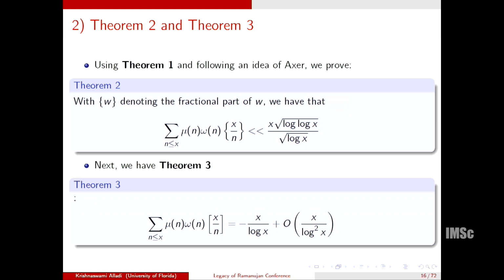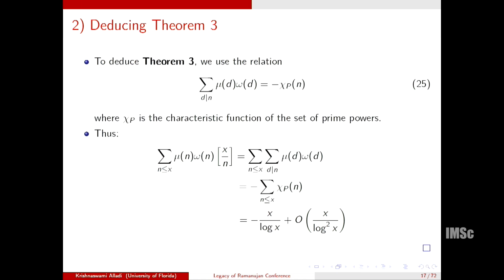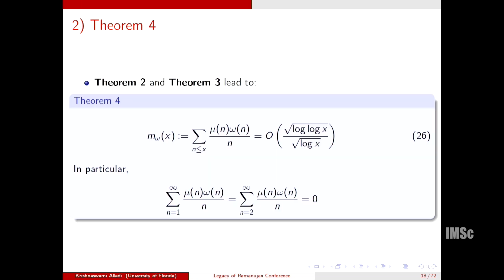Now the next thing you do is a very familiar technique to all the analytic number theorists here. You take the same sum and put a fractional part of x over n as a weight. You go through the method of Axer, and then you end up getting little o of x, but there is a loss in terms of the quality of the upper bound. The final thing is you look at the integral part. Now you use the fact that if you sum mu d omega d, that is the negative of the characteristic function of the prime powers. So when you do that, this sum becomes minus x over log x, and you add everything up, and you end up getting the fact that this sum becomes 0 because I have to divide by x, and that is how you first get the sum of mu of n omega n over n, from 1 to infinity and 2 to infinity, to be equal to 0.